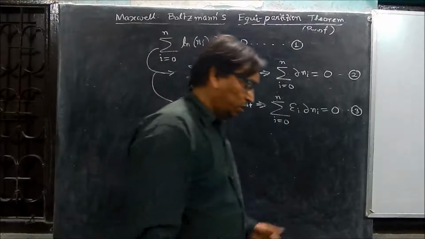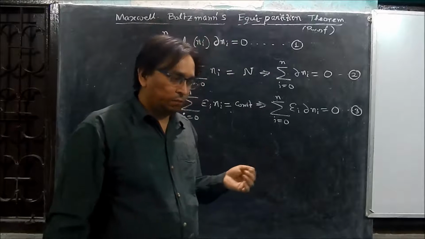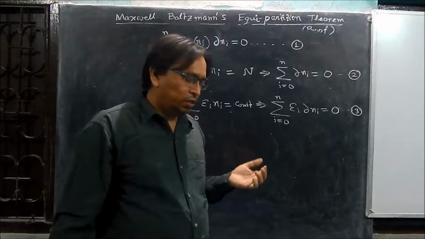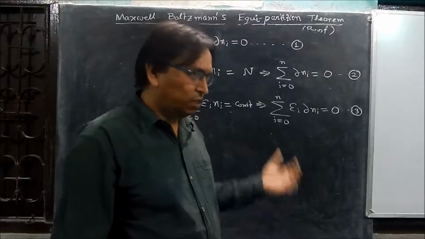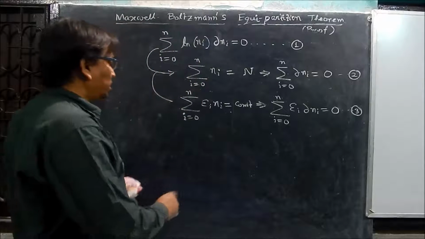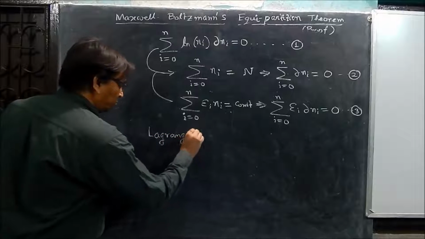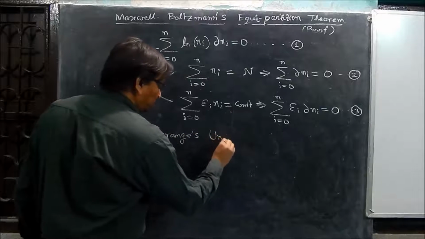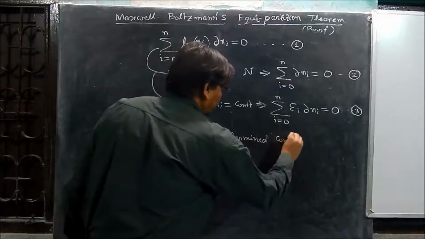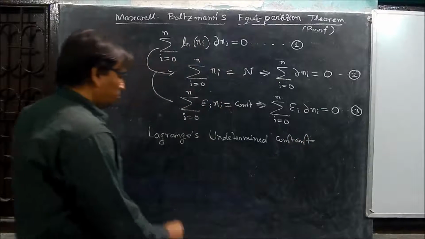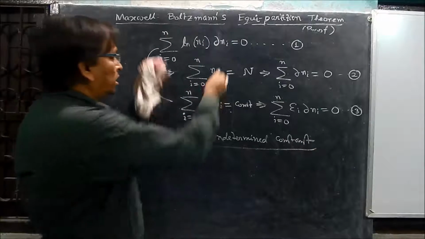Now this can be done by using Lagrange's method. There is a formula for this, that is, by undetermined constants. We can use the Lagrange undetermined constant formula, and that is generally used in this case. So this is called the Lagrange undetermined constant. We use it here to find this condition to be satisfied.